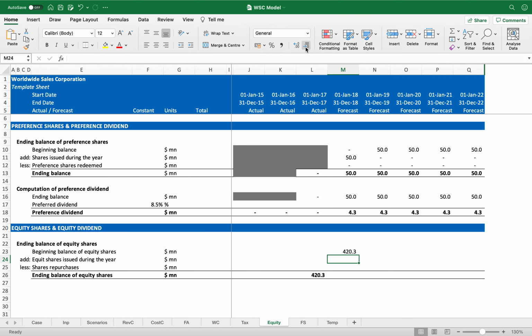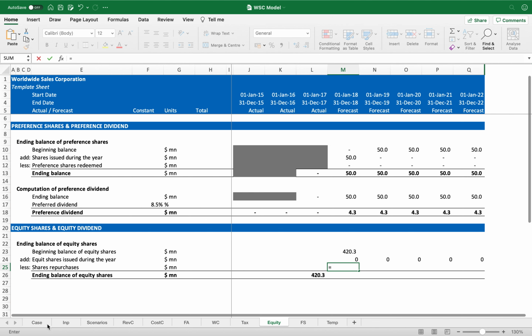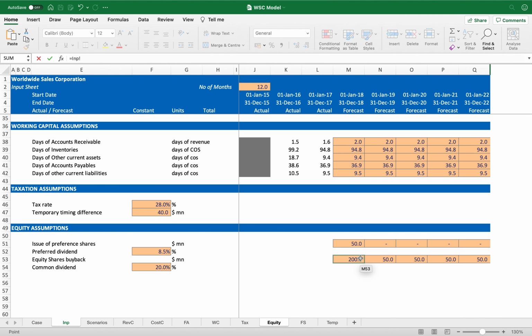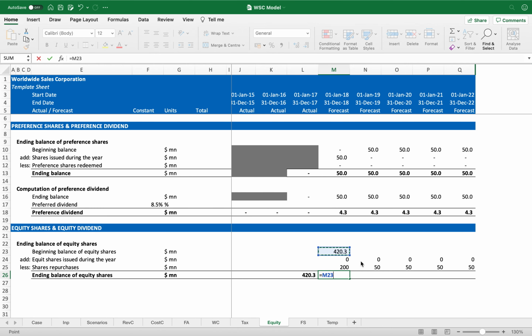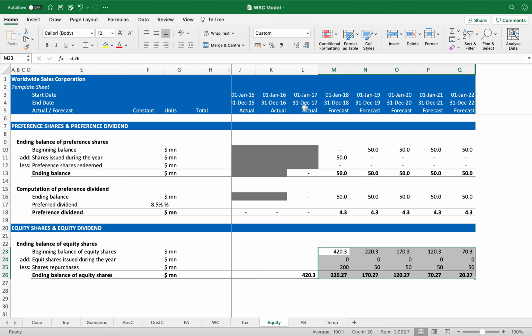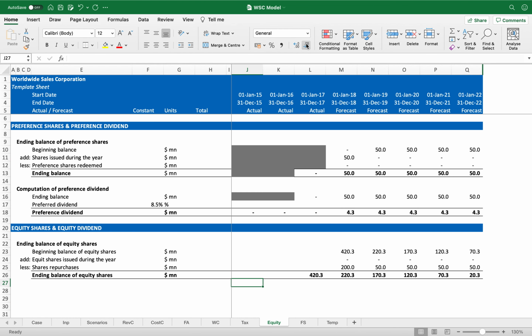Do we have any equity shares issued during the period? No. Do we have any share repurchases? Yes, we do. So 200 million. And the formula for ending balance: opening plus issued minus repurchases, ending. Complete till this point. This will give me the ending balance of equity shares.